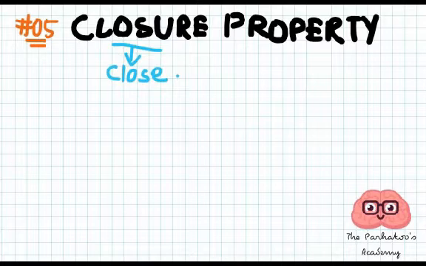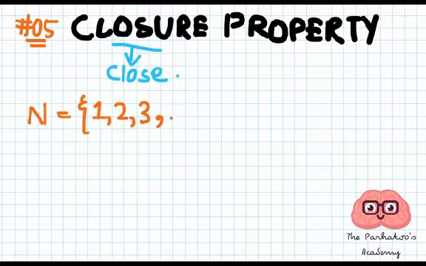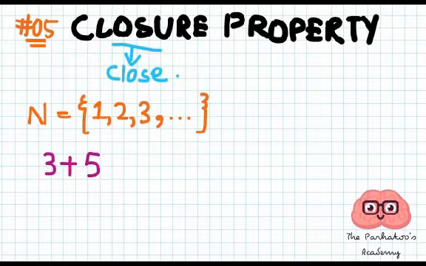Let's suppose I have a set, and the set is that of the natural numbers. And natural numbers, as you all know, start with 1. It is an infinite set. That means it's a set of all the natural numbers. Now, if I pick any two numbers from it, let's suppose 3 and 5, and I add them together, 5 plus 3 is 8.